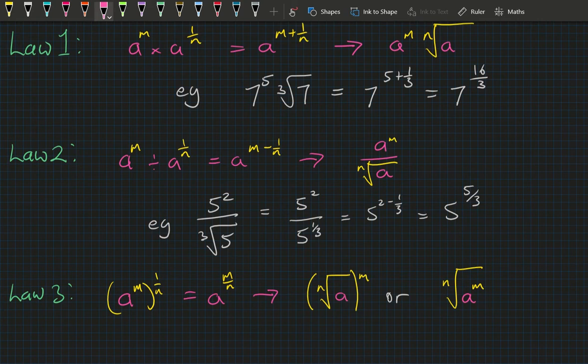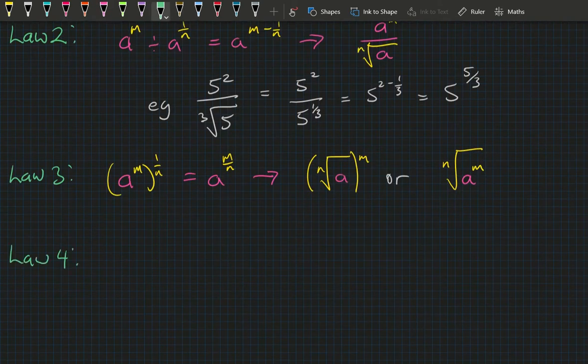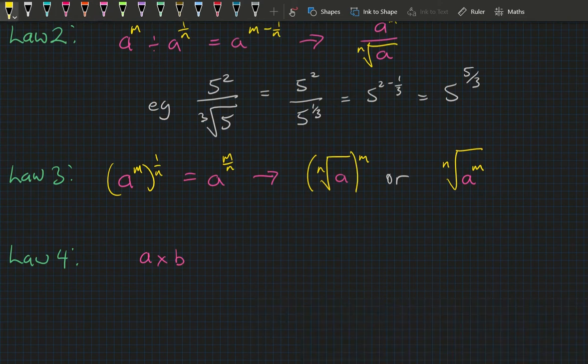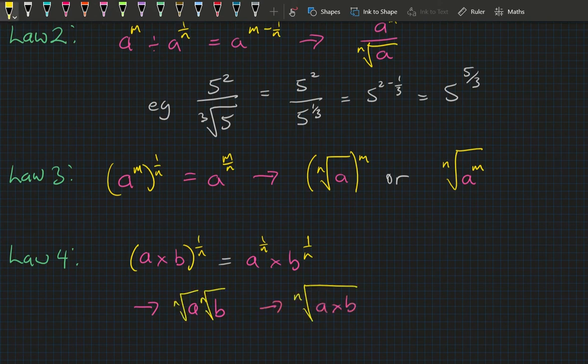Now in law 4 and 5, it isn't necessarily about creating different rational indexes, but let's have a look at them at play. Okay, so law 4 would say if I had two numbers, a and b, and I multiplied them together and raised the whole thing to the power of 1 on n, that's the same as saying a to the 1 on n times b to the 1 on n. And that's just equal to the nth root of a times the nth root of b, which is equal to the nth root of a times b.